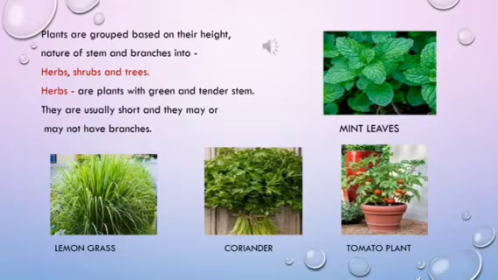And most of these herbs do not have branches, but a few plants like the tomato plant do have branches. Now if you have observed the mint leaves, lemongrass, coriander, all these are used as flavoring agents while cooking. So what are herbs? Herbs are plants with green and tender stem. They are usually short and they may or may not have branches. What are the examples? Mint leaves, coriander, etc.